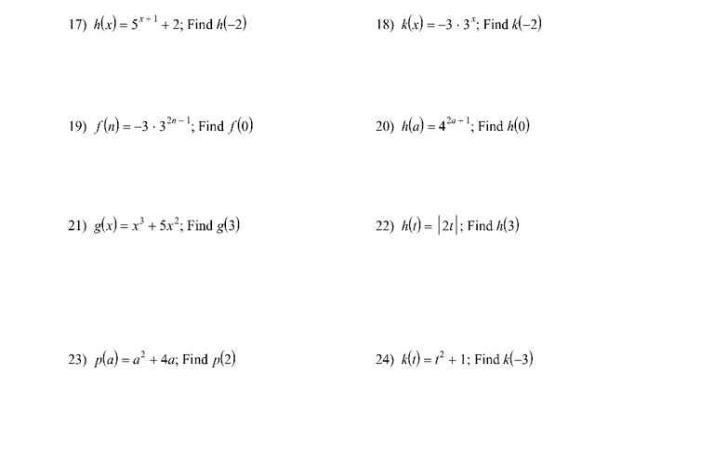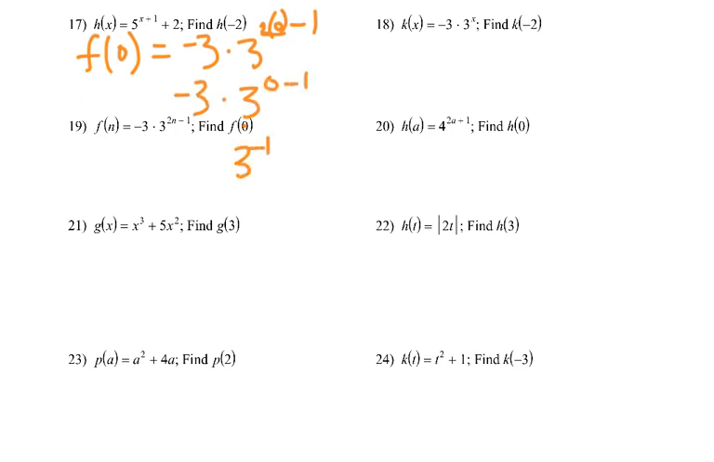Okay, 19 and 20. So f of, actually, let me scoot that up. f of 0 equals negative 3 times 3 to the 2 times 0 minus 1. 2 times 0 would be 0. 0 minus 1 would be negative 1. 3 to the negative 1 would be 1 over 3. Negative 3 times 1 over 3 would be negative 1. So f of 0 equals negative 1. Input of 0, output of negative 1.